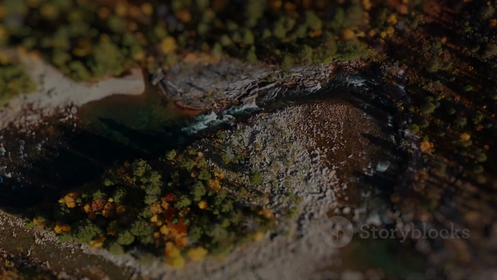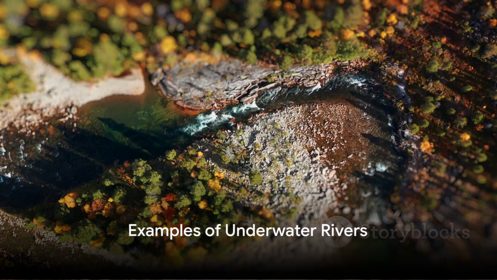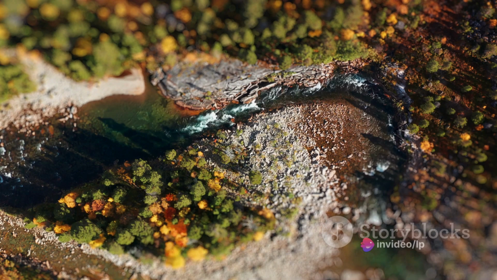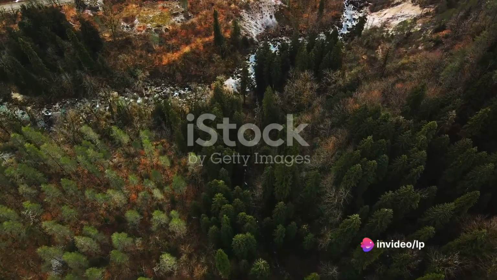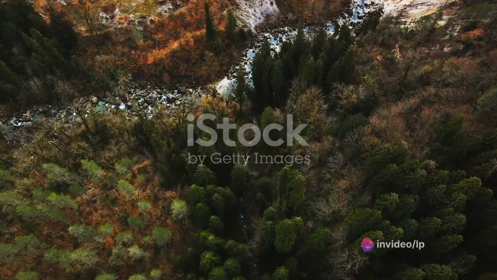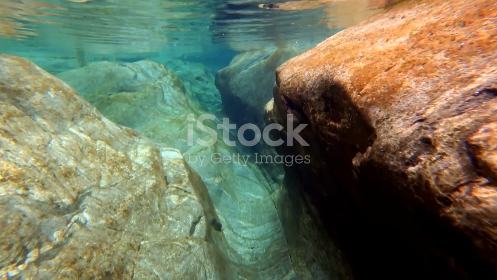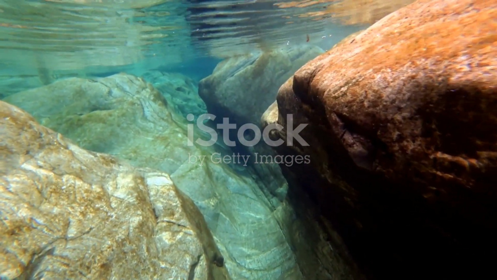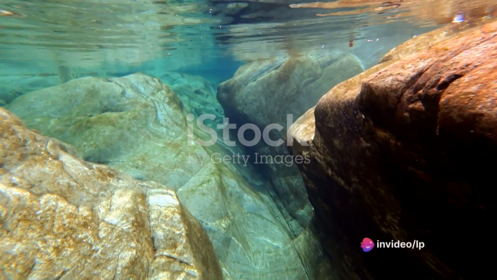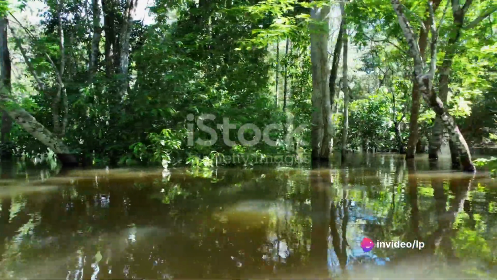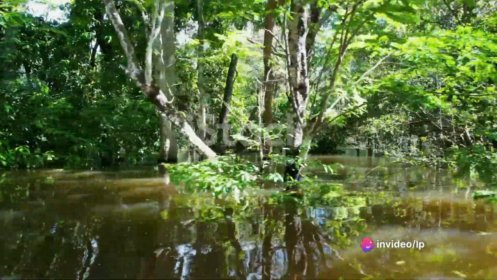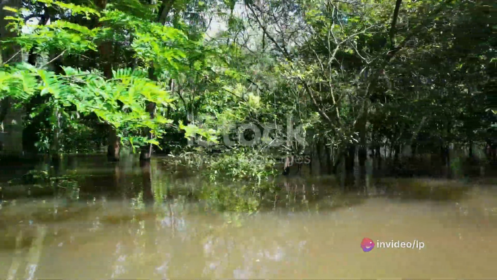Let's take a journey across the globe to visit some of the most notable underwater rivers, beginning with the Monterey Canyon, an undersea river sculpted over millennia by sediment flows. Nestled off the coast of California, this marine marvel stretches roughly 200 miles, carving a path deep into the ocean's abyssal plain. Now we venture to the heart of the Amazon, the world's largest river by discharge volume and second longest.